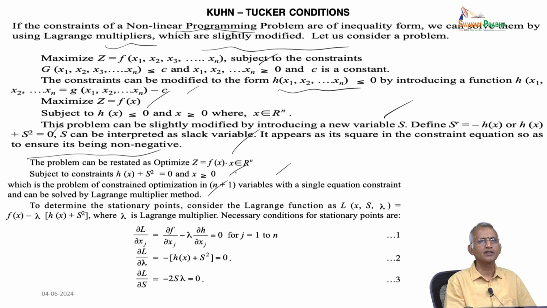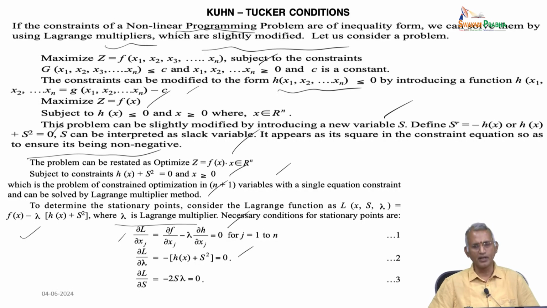Now to determine the stationary point, the Lagrange's function L of x, s, lambda is f of x minus lambda into h of x plus s square. If lambda is a Lagrange's multiplier, then the necessary conditions for stationary points are: dou L by dou xj equal to dou f by dou xj minus lambda into dou h by dou xj equal to 0, for j equal to 1 to n; dou L by dou lambda equal to minus h of x plus s square equal to 0; and dou L by dou s, the partial derivative with respect to s of L, is minus 2 s lambda equal to 0.